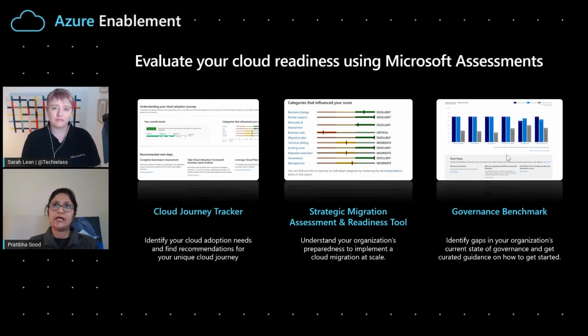This one really helps you evaluate what exactly is your cloud adoption need, be very specific, and finds you recommendations within the documentation to get going. And then we have the Strategic Migration Assessment and Readiness tool, which helps evaluate your organization's preparedness to do cloud migration at scale. And lastly, we have the Governance Benchmark, which, as you know, is very top of mind for our customers. It helps evaluate if there are any gaps in your current state of governance, and gives you recommendations on how to close those gaps.